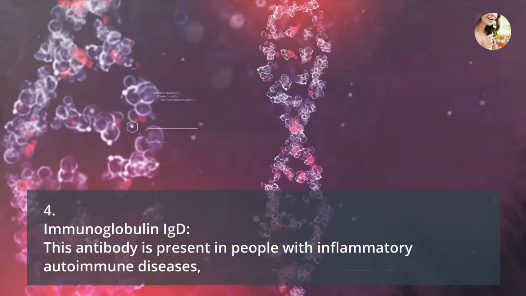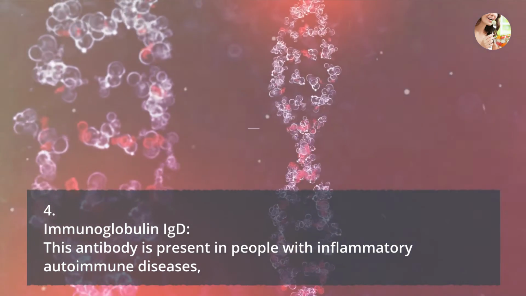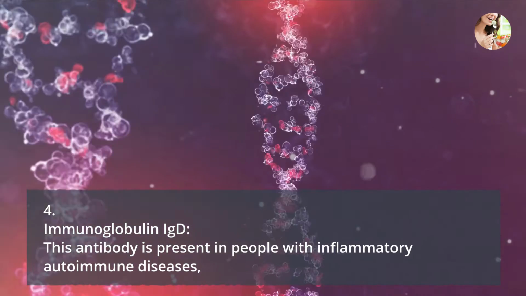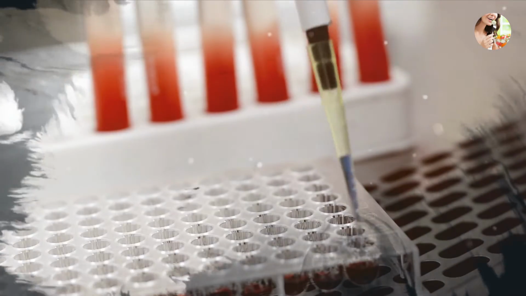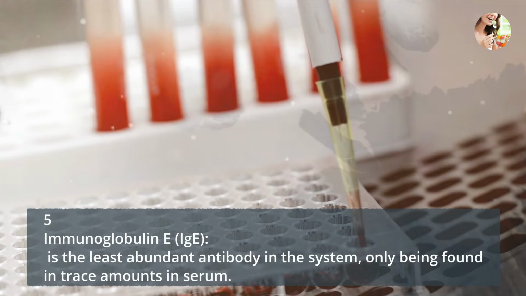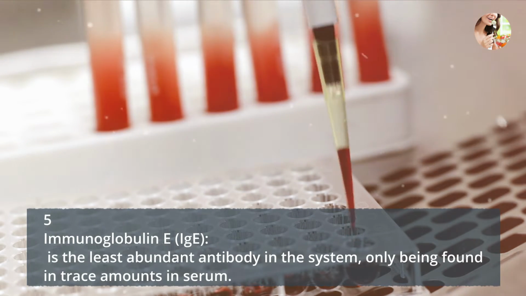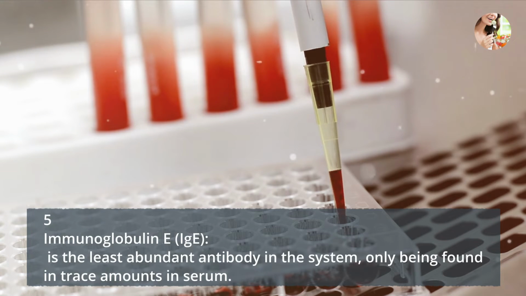4. Immunoglobulin D, IgD. This antibody is present in people with inflammatory autoimmune diseases. 5. Immunoglobulin E, IgE, is the least abundant antibody in the system, only being found in trace amounts in serum.